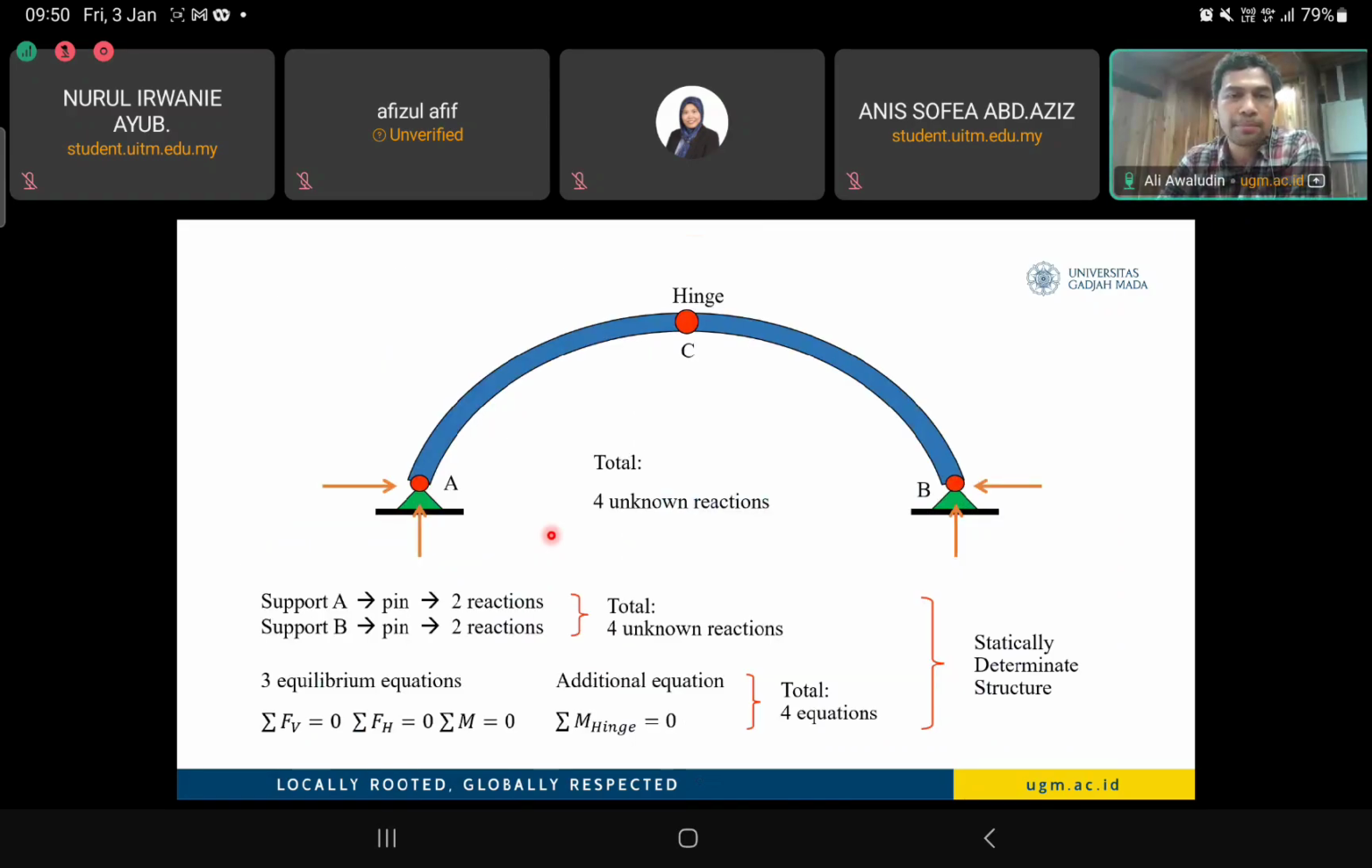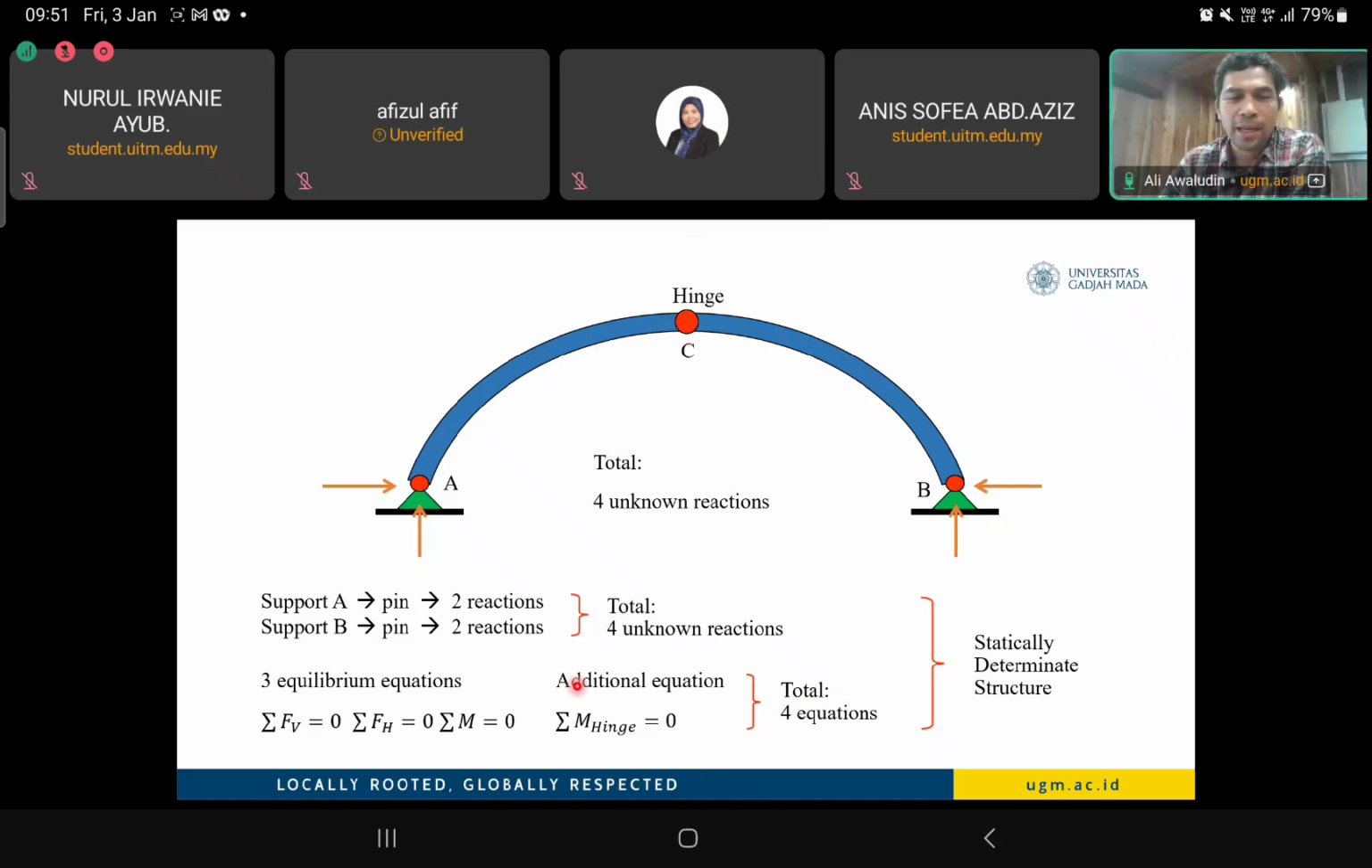Here is just what I summarized in my talk. We have 4 unknown reactions at A and B total. We have the 3 equations of equilibrium, as you already know: sigma forces in y and also in x horizontally equal to 0, and sigma moment at any point must be equal to 0. But now you have an additional equation, the moment at point C. It's not sigma, I am sorry, I need to remove this one.